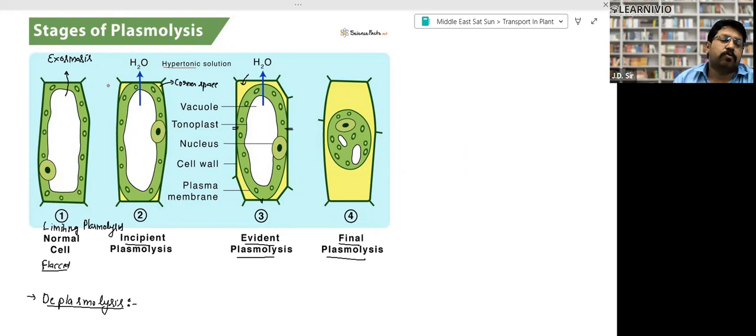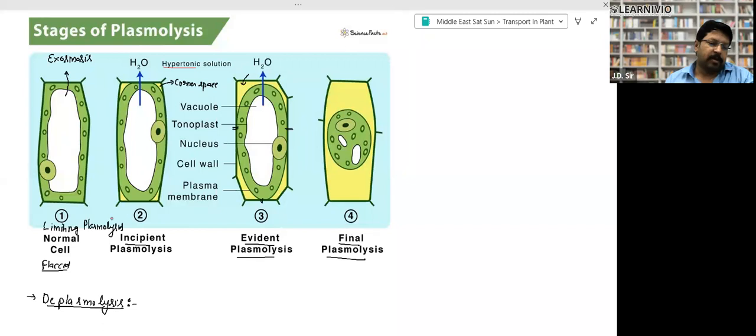So what will happen when you put a plant cell in a highly concentrated solution? The water will start moving from the vacuole towards the outside. When water starts moving from inside to outside of the cell, this is called exosmosis. Basically, the water remains stored in the cell vacuole. So when water starts coming out of the cell vacuole, this is called exosmosis. So this is a normal cell where exosmosis is taking place, meaning water is coming out, right?